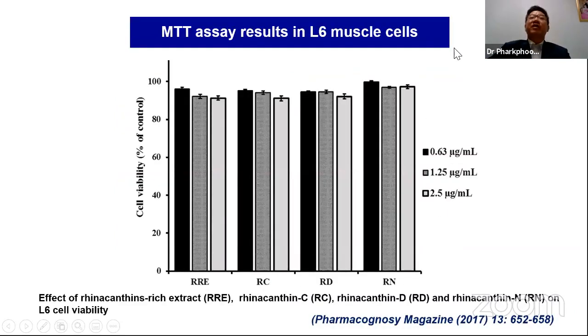And for the cell-based assay, first we tried three concentrations of the tested compounds to see if they have toxicity to the cell or not. For the three different concentrations, we found that all of the tested compounds, including linacantin-rich extract, linacantin C, linacantin D, and linacantin N, do not have toxicity to the cell. They give higher than 90% cell viability for all three concentrations.